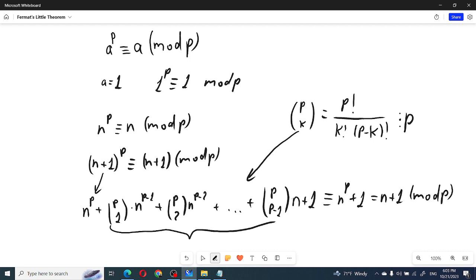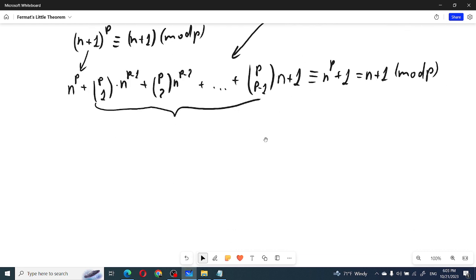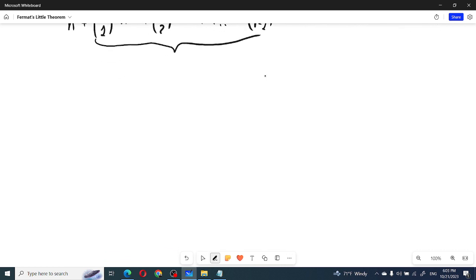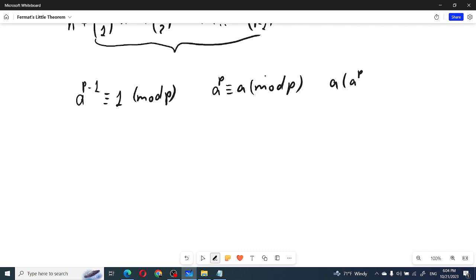So we have proved that n plus 1 to the p power equals n plus 1 mod p for every prime number p. So we have proved Fermat's little theorem, but now I want to discuss the second solution. In this case, we need to use the fact that a to the p minus 1 will always equal 1 mod p. This is the most used representation of Fermat's theorem, because a to the p equals a mod p is similar to saying that a times a to the p minus 1 is divisible by p.